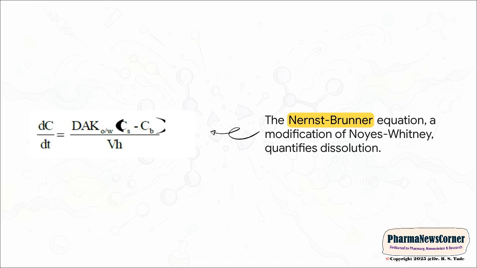Naturally, in science, we need a way to measure and predict all this. It started with something called the Noyes-Whitney equation, which was then tweaked by Nernst and Brunner into the version you see here. This formula is basically the mathematical engine of the film theory. It lets us put numbers to it and predict just how fast a drug will dissolve.